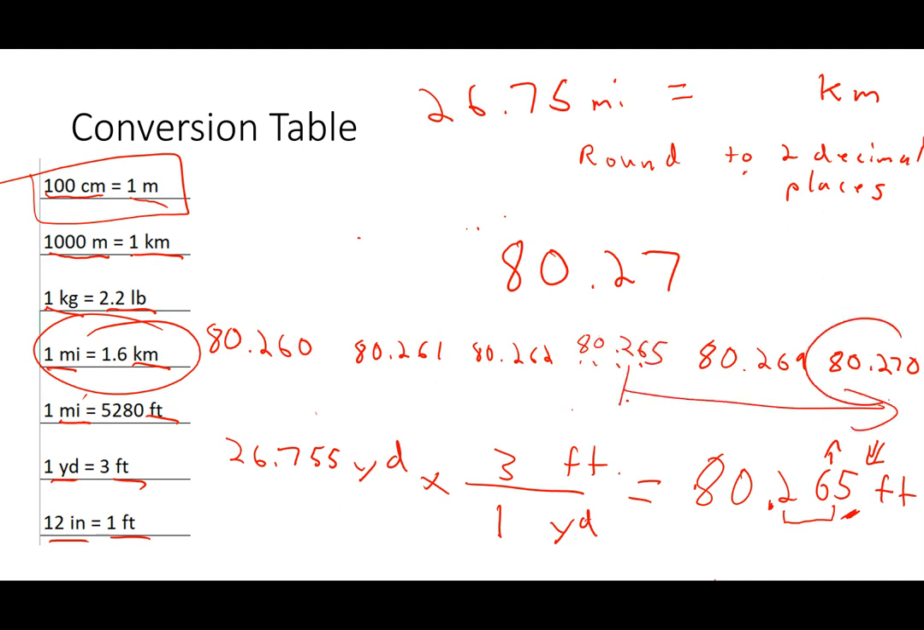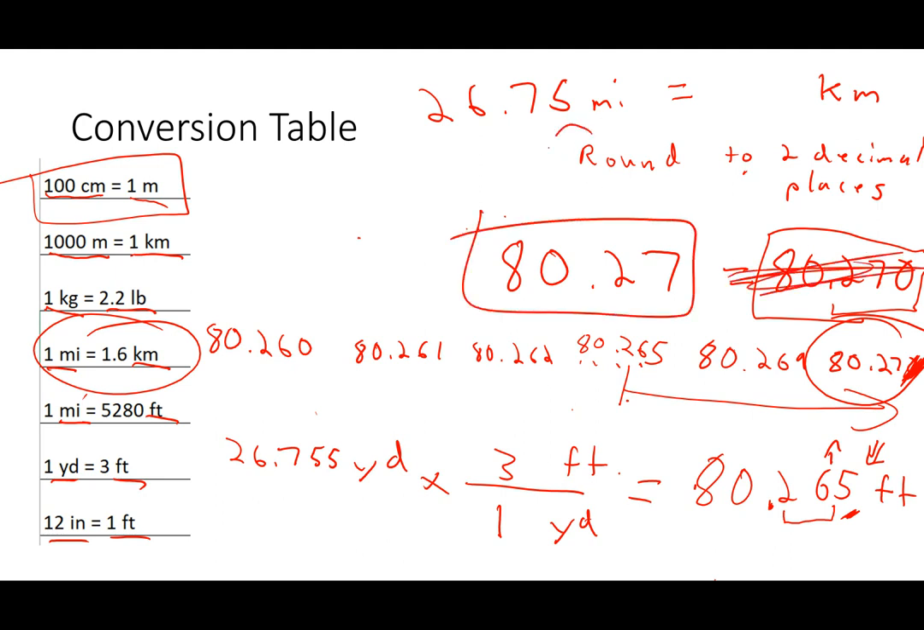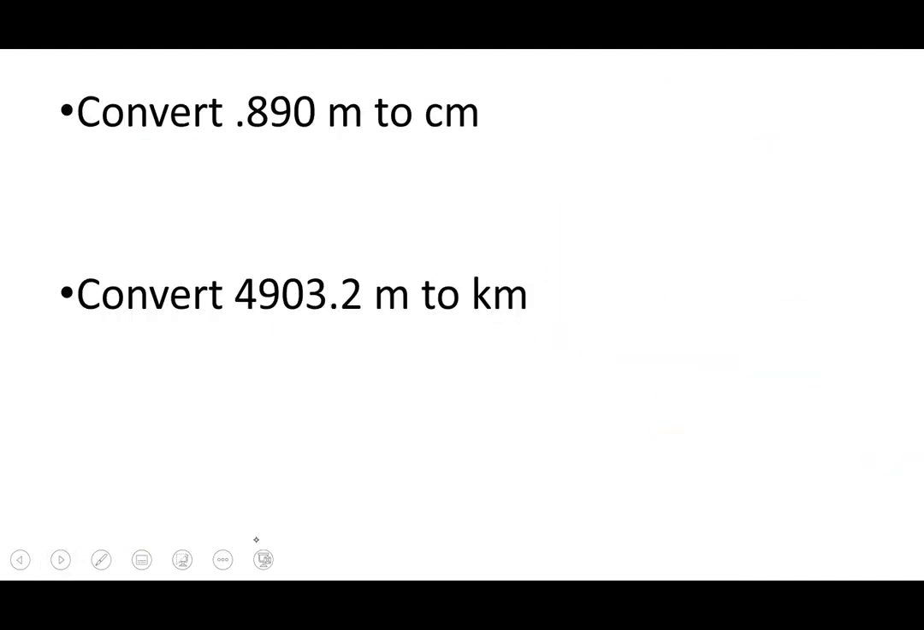I round up and I go to the nearest number, which is 80.270, but I'm not going to report this number because it's just 2 decimal places. So it's 80.27. That's equal to 80.270. These two numbers are the same, but these 3 decimal places show that I have more precision. So they're equal, but I'm only going to write this number because it asked me to round to 2 decimal places.